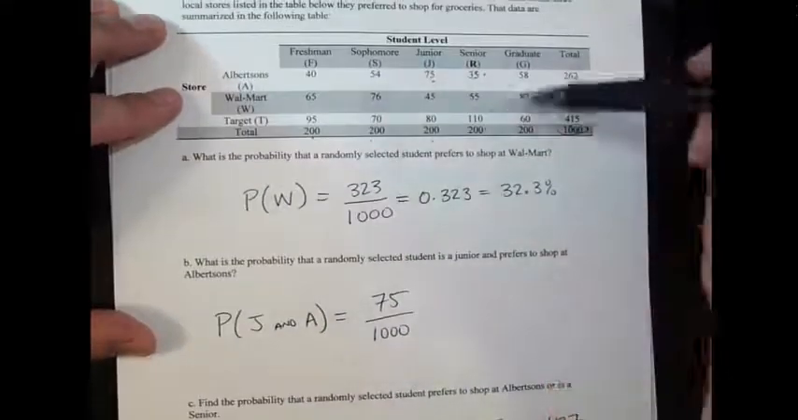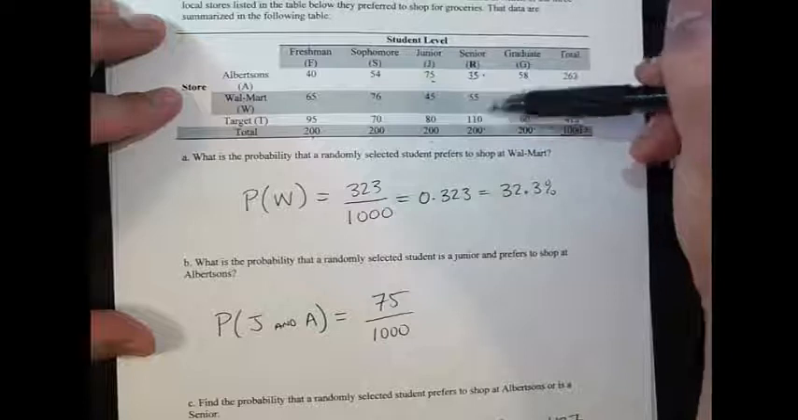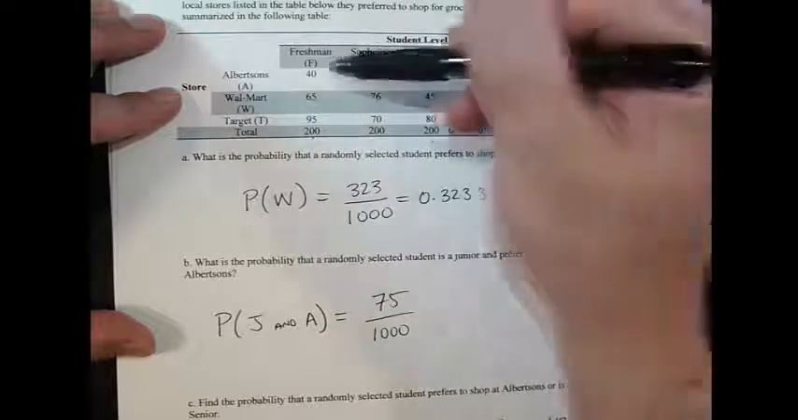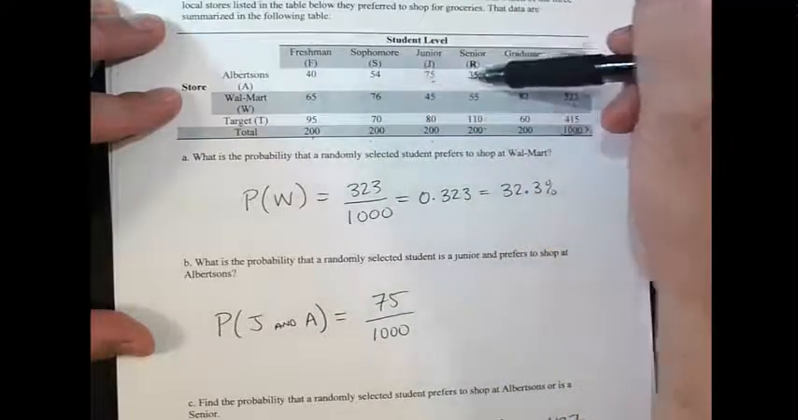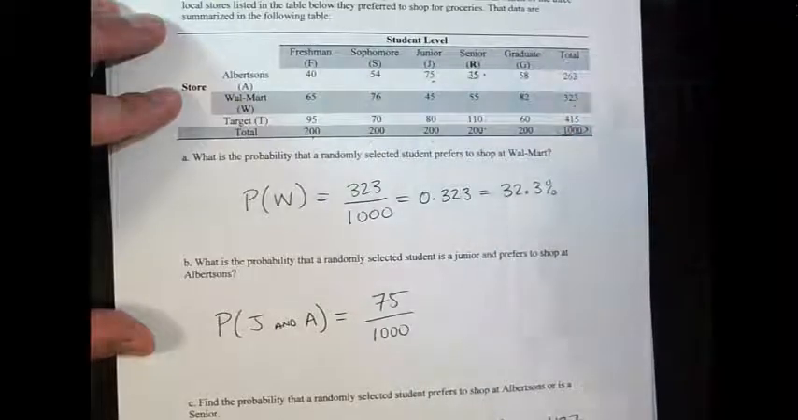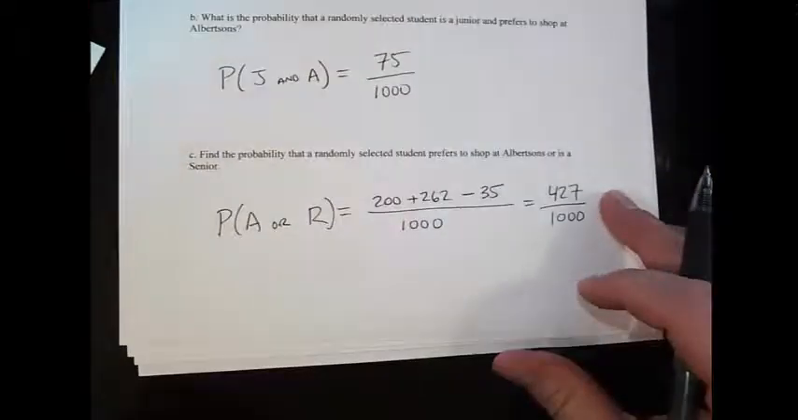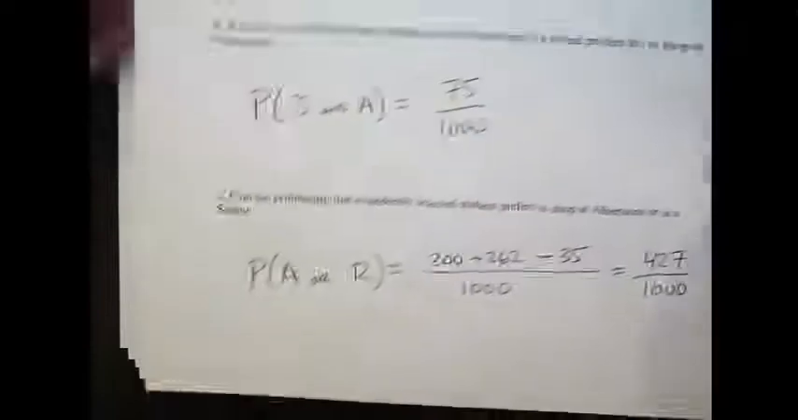Like I said, there's multiple ways. You can also just do it by 110 plus 55 plus 40 plus 54 plus 75 plus 35 plus 58. You could do it that way too. There's always multiple ways to do a problem.